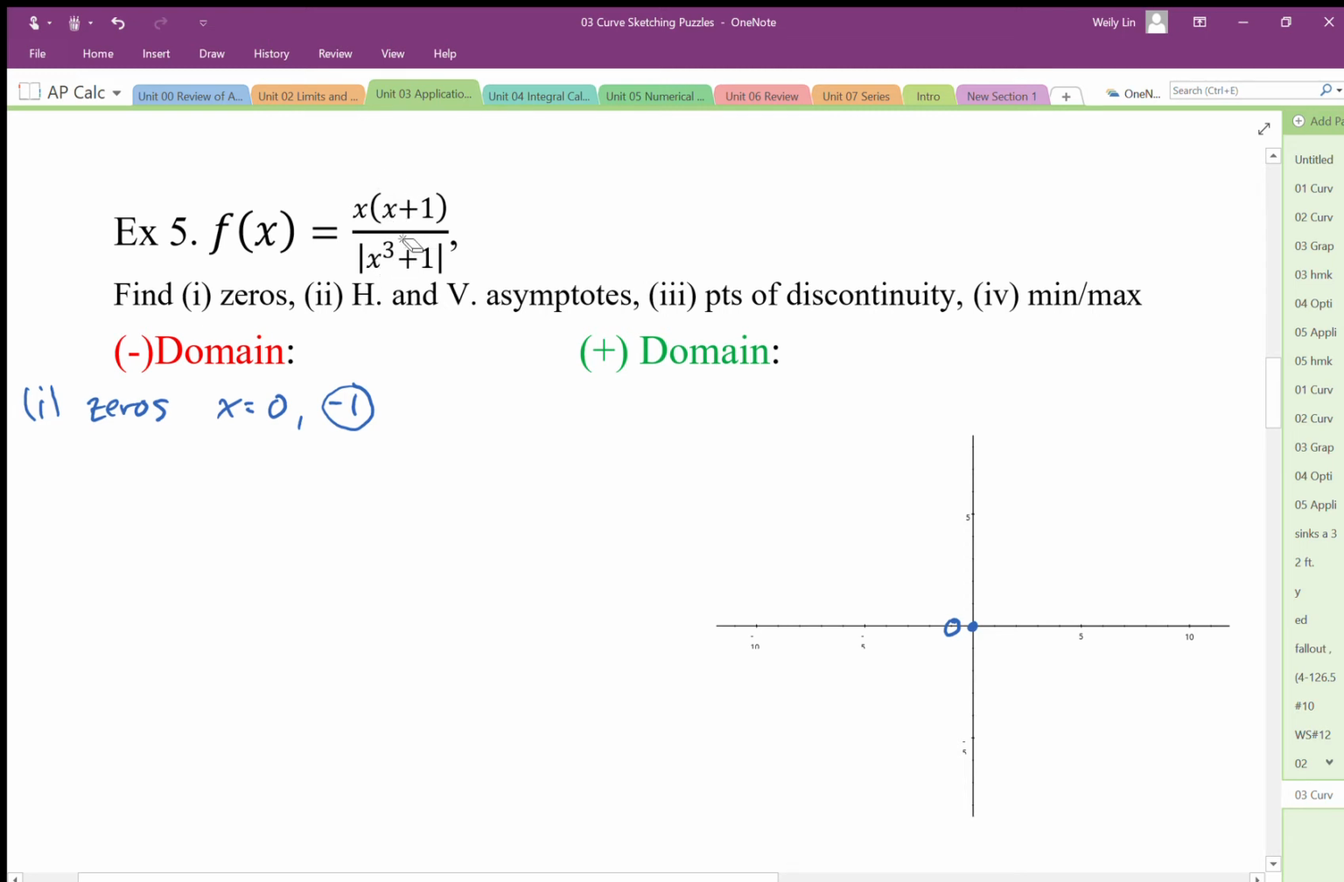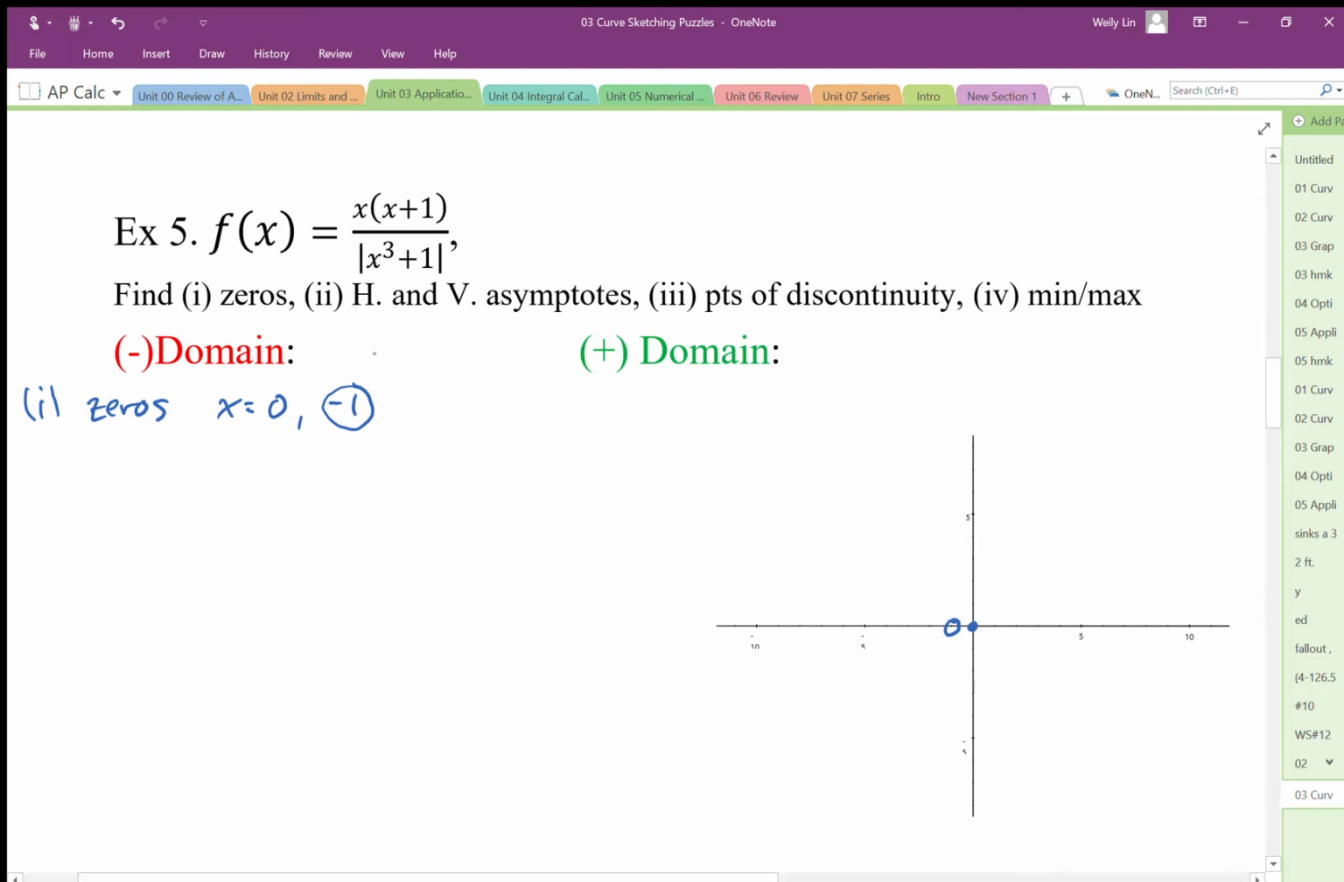That's the only place where it equals 0, and in fact it looks like it's going to cancel out, so it doesn't look like it's going to be a vertical asymptote, it looks like it's going to be a hole there. Okay, so let's work out this positive and negative domain here.